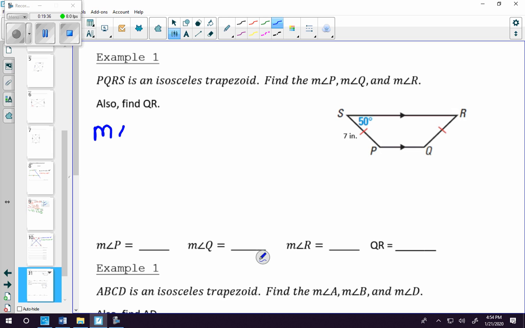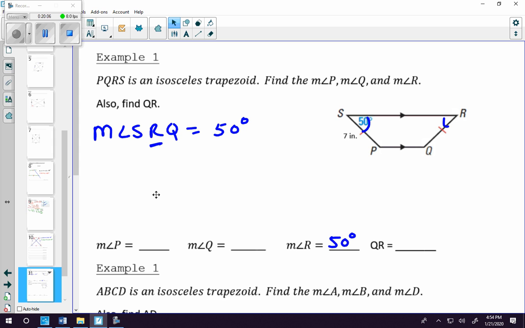Well, the measure of angle SRQ, I wrote that wrong, my apologies. SRQ, okay, middle letter R, so R is the vertex, has to equal 50 degrees if this is an isosceles trapezoid. Why? Because in an isosceles trapezoid, the two lower base angles are definitely congruent. So the measure of angle R definitely has to be 50 degrees. So that takes care of the measure of angle R.